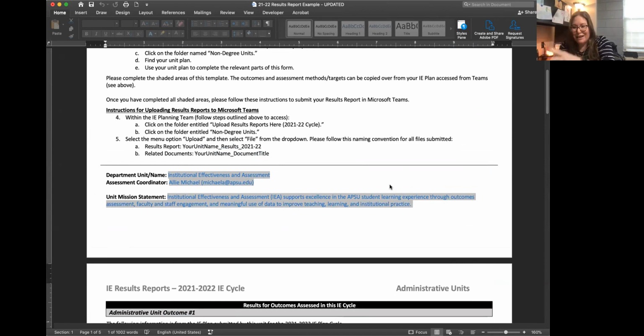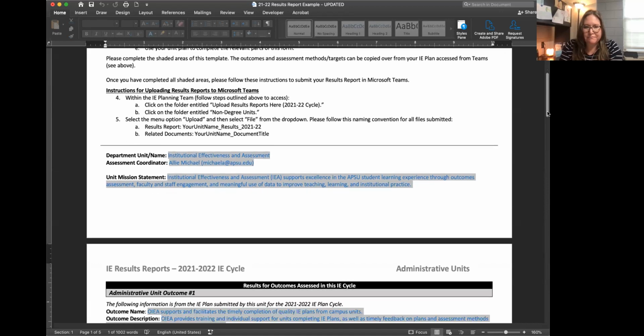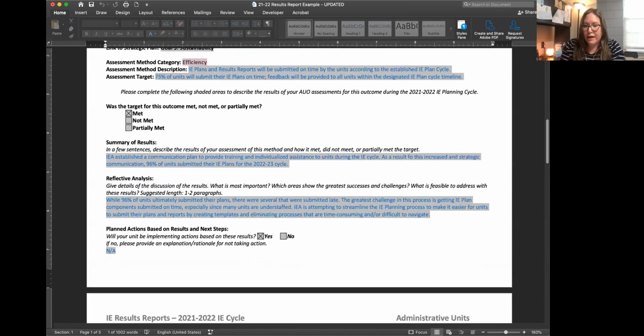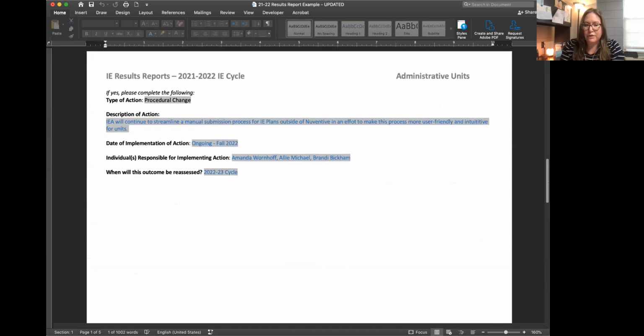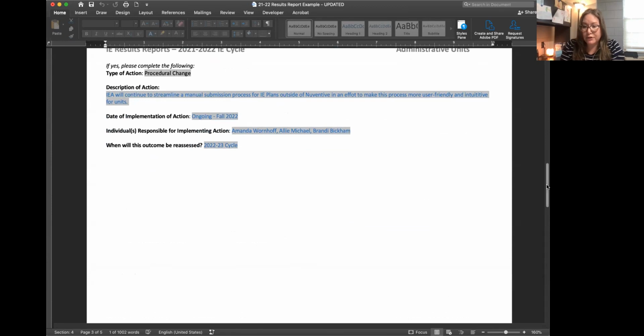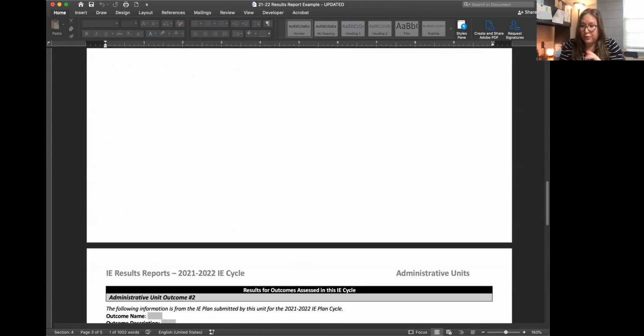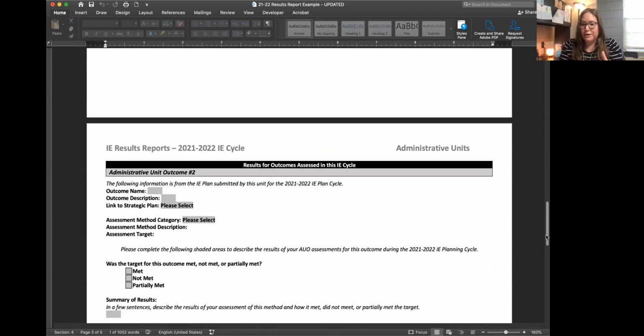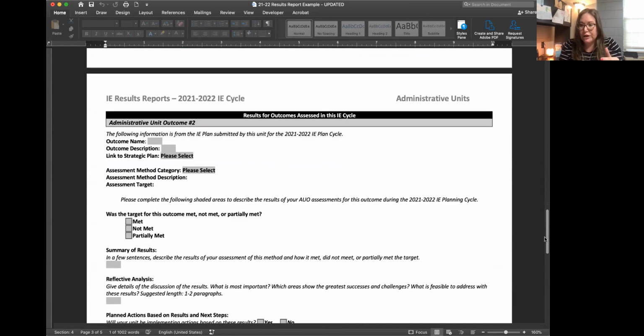So rather than having to save out of one screen and going into another, it's all right there spelled out for you. So I think it's much more intuitive than Nuventive was. Nothing against Nuventive, but, and so you'll do that for AUOs. You only have to provide results on one assessment measure. For SLOs, we ask for 2. That's why the form for academic and student support services units is a bit longer, because it has those options for 2 measures.